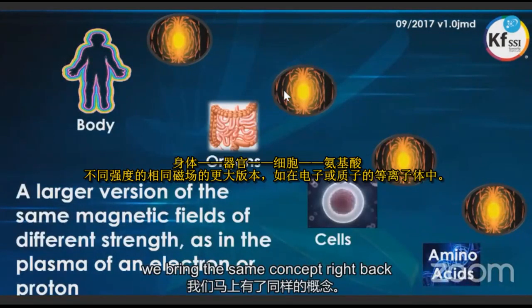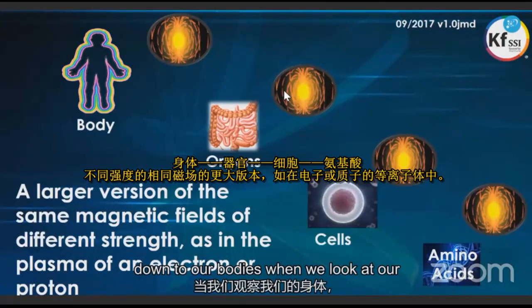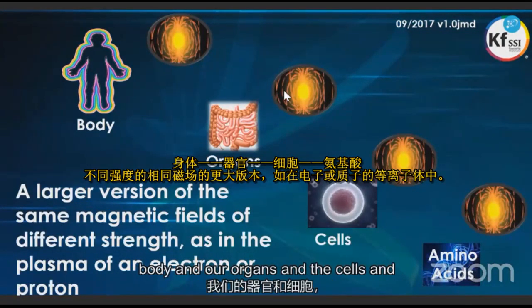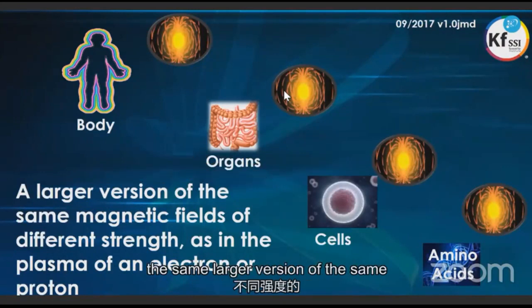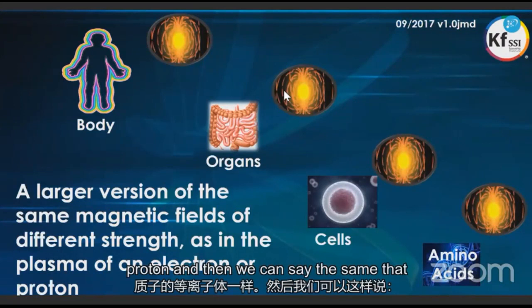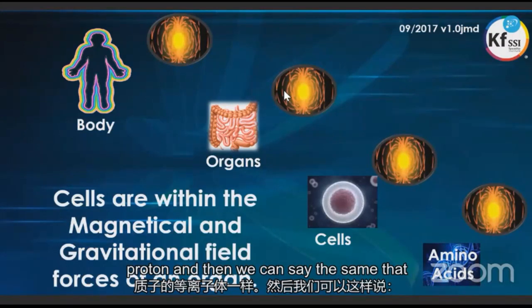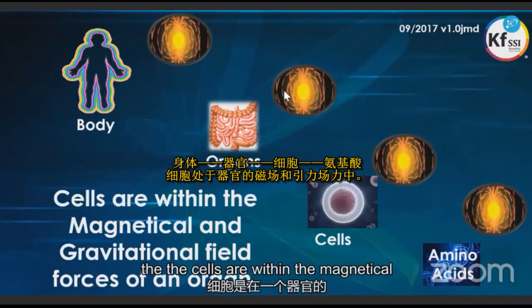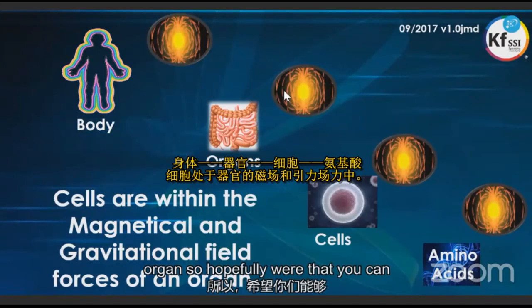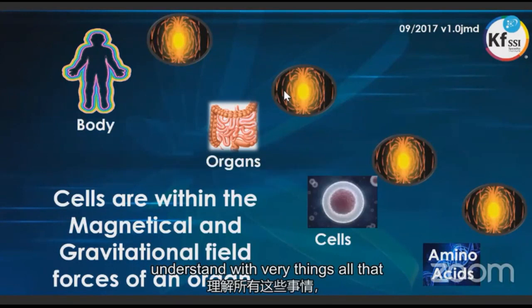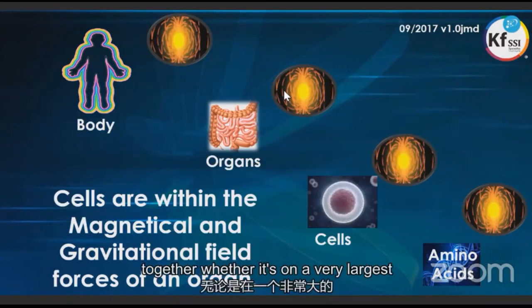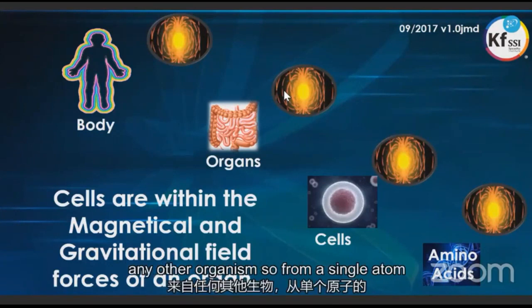We bring the same concept right back down to our bodies when we look at our body and our organs and the cells and the tiny little amino acids. It's just the same, a larger version of the same magnetic fields of different strengths as in the plasma of an electron or a proton. And then we can say the same, that the cells are within the magnetical and gravitational field forces of an organ. So hopefully with that you can understand how things all fit together, whether it's on a very large scale or whether it's within our body or any other organism.